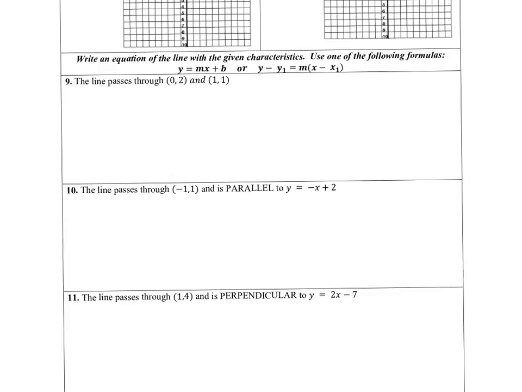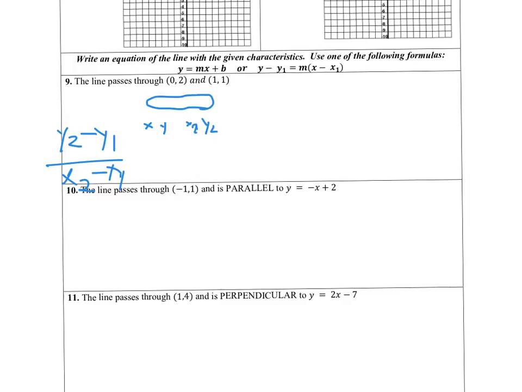Okay, 9, 10, and 11, all these problems here. We're going to find the line that passes through the points. So here, you first need to find a slope. Your first step is use y2 minus y1 over x2 minus x1. Find a slope first. Then I think it's best to plug it into y equals mx plus b. Choose one of these points.